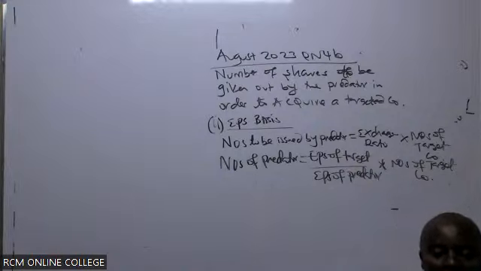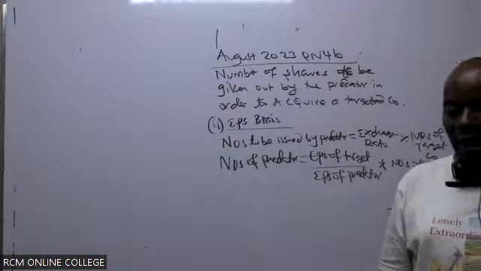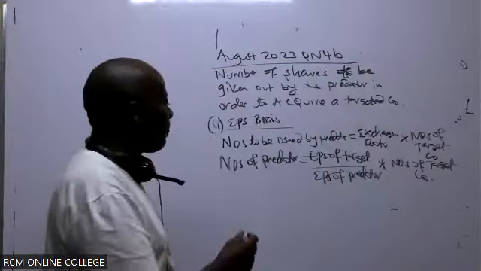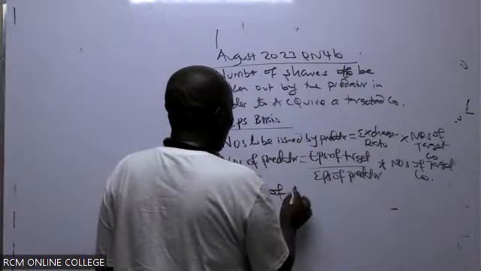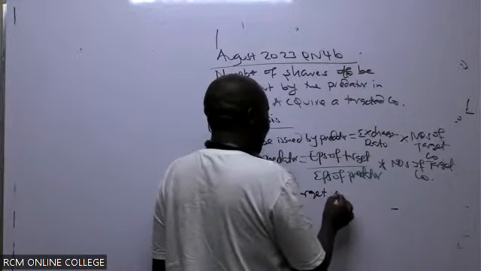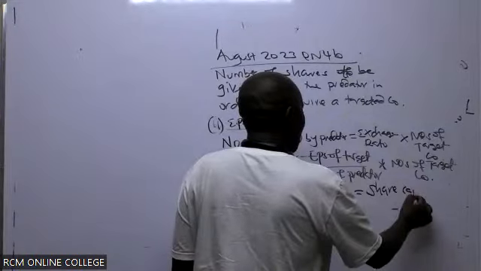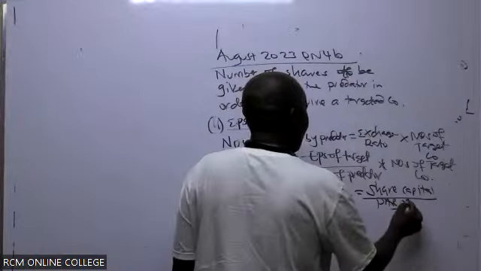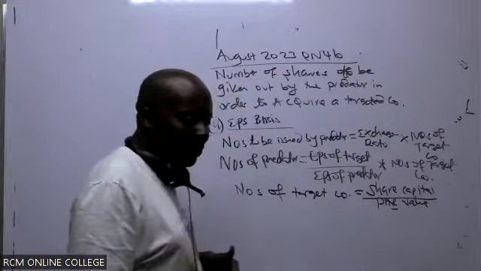You see, I can even start with the number of shares of the targeted company. I can see they have given me share capital, so I'll take share capital and divide it by the par value. The par value is the one given there in brackets in the balance sheet.